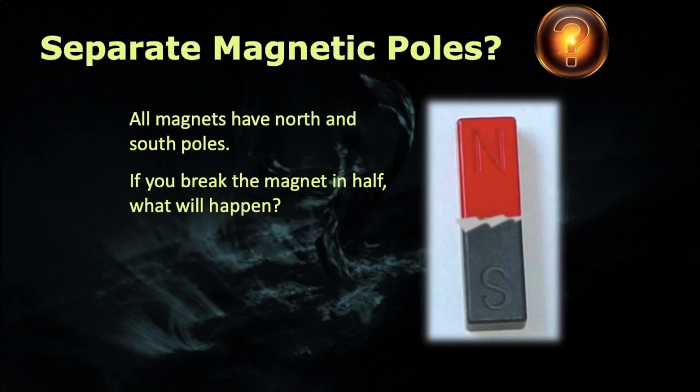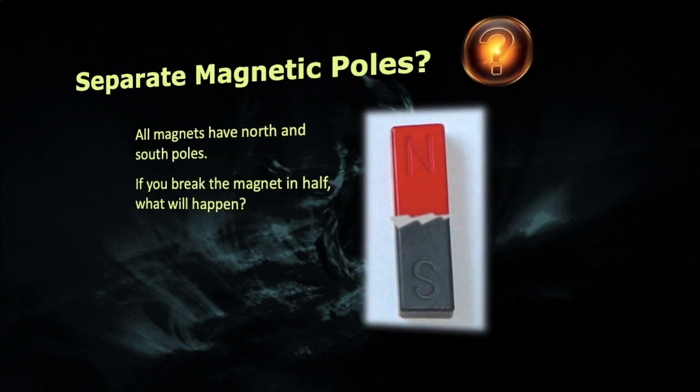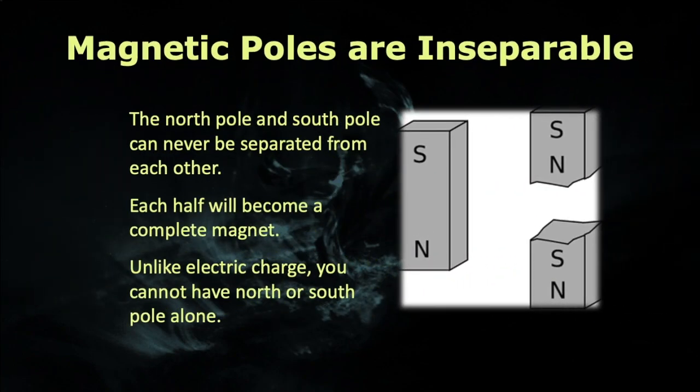Question: since all magnets have north and south poles, if you break the magnet in half, what will happen? The North Pole and South Pole can never be separated from each other. Once you break the magnet in half, each half will become a complete magnet. Unlike electric charge, where you can have positive charge and negative charge, you cannot have a North or South Pole alone.